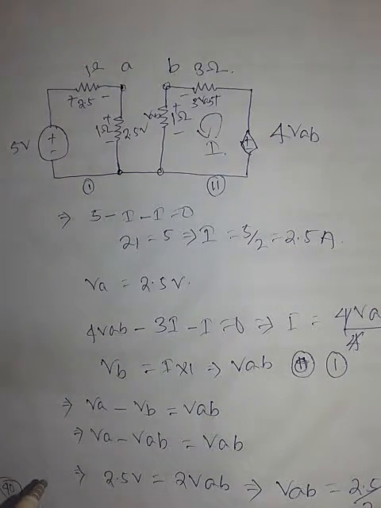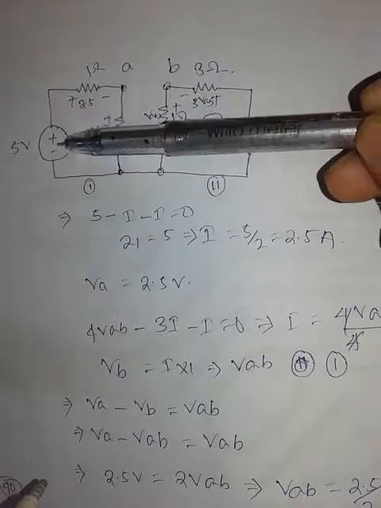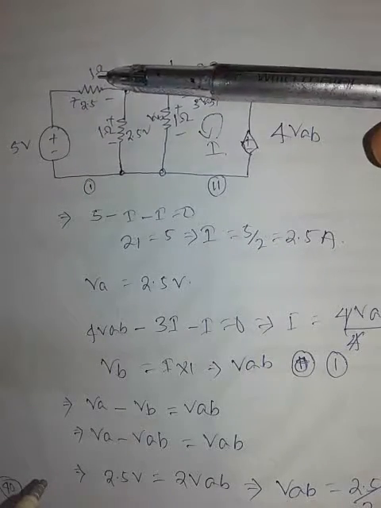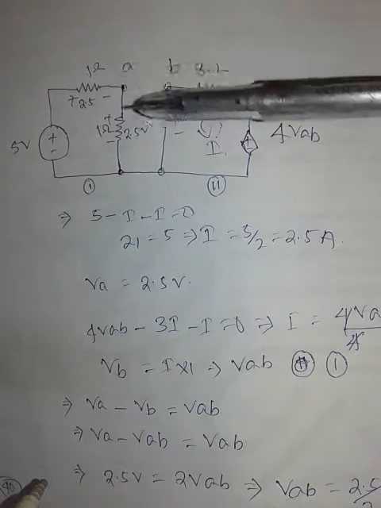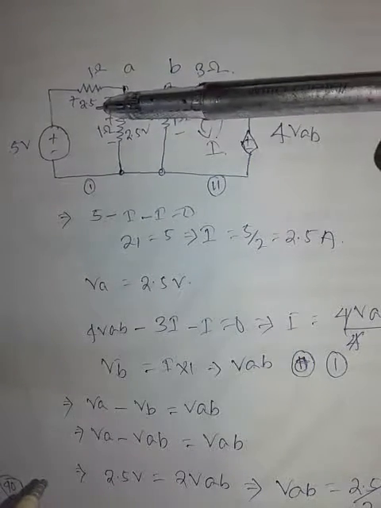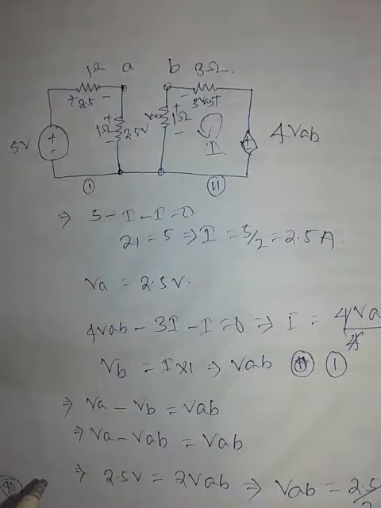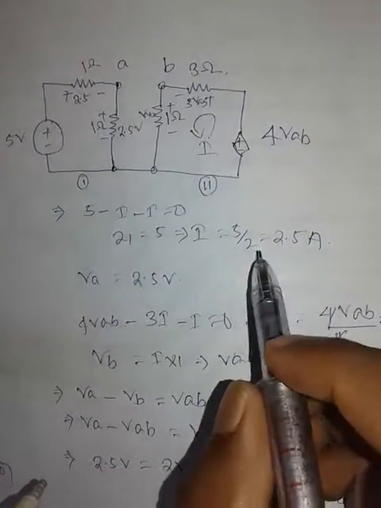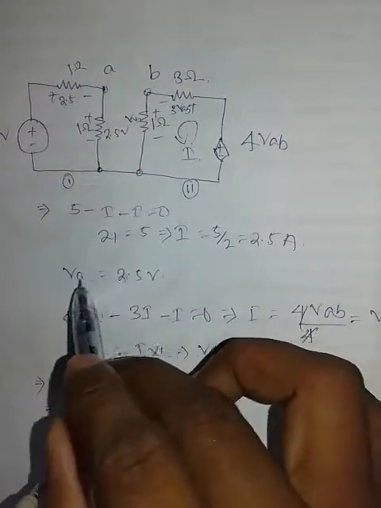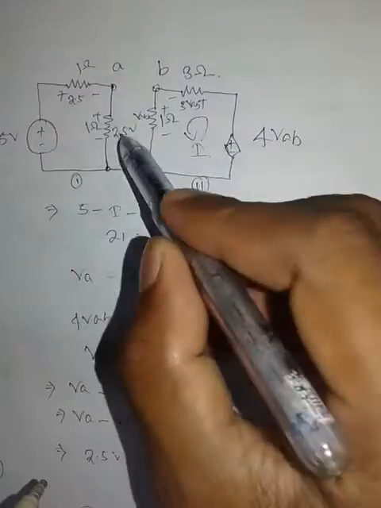Come to the left hand side figure. This is 5 volt. This is a closed loop. So 1 ohm resistance, 1 ohm resistance. So this 5 volt will be equally divided because the resistances are the same. So here also 2.5 volts, or you can apply the KVL equation. Applying the KVL equation here, the voltage we are getting here is 2.5.